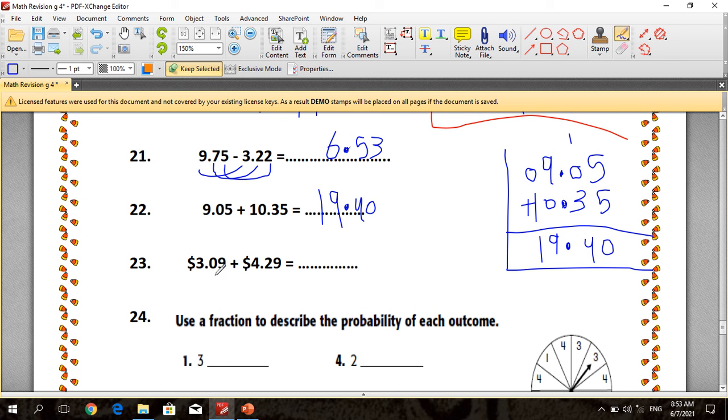Let's see for the next. Here we have $3.09 plus $4.29. Okay, let's start from ones. 9 plus 9 equals 18. Write 8, carry up 1. 1 plus 0, 1. 1 plus 2, 3. Then we have the decimal point. 3 plus 4 equals 7. And don't forget to put the sign of dollars, okay?